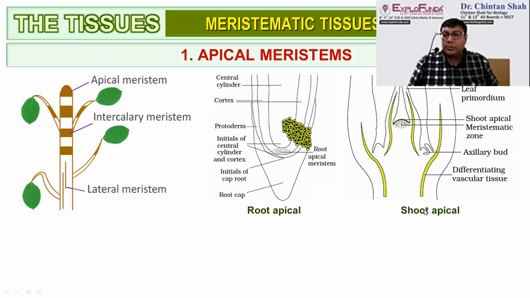So this is known as the shoot apical. This is known as the root apical. This is root apical meristematic tissue. Then it is protected by the root cap, and you can see the initials of the root cap. Then you can see there are some initials of the central cylinder and cortex. The cortex is the layer. Then after protoderm, then cortex and central cylinder. Please go through this diagram very nicely. It is also given in your book.